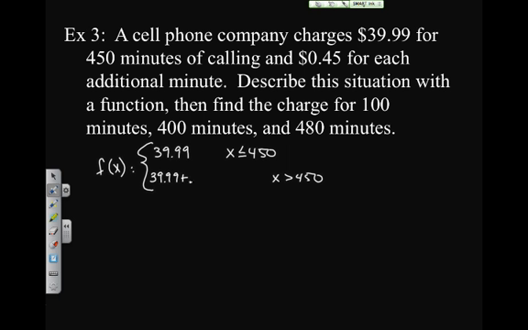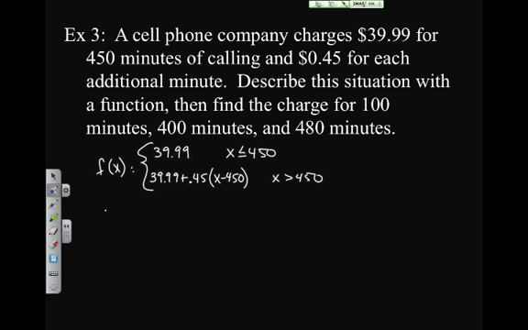The 45 cents isn't tough, we put 0.45, but how do we figure out each additional minute? Well, the number of minutes used is the x, but to make it each additional minute, we have to actually subtract 450 because we've already paid for those first 450 minutes. So that would be an example of how we can come up with that equation.